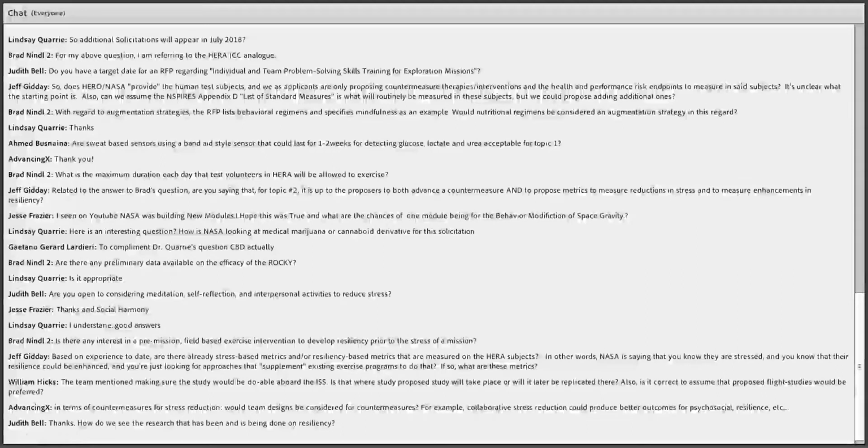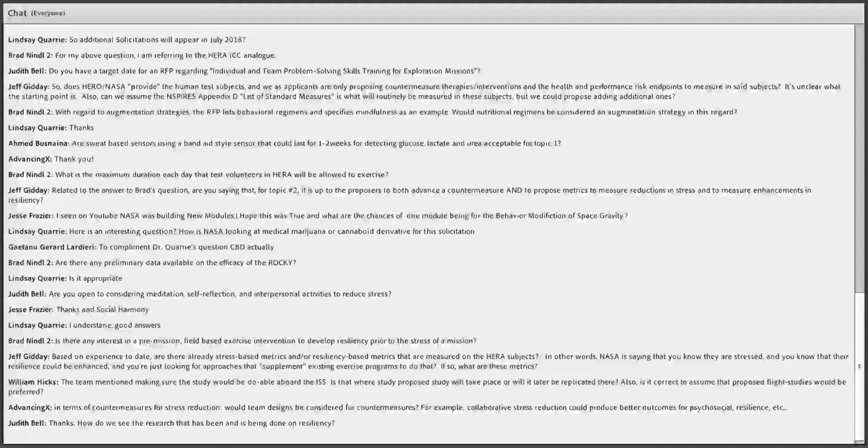Well, what we do know is that isolation and confinement will increase stress, and we do have behavioral health and performance measures that are currently being collected on HERA research participants. And what we have is another research approach that's looking at what are the biomarkers and what are the measures of resilience in the hopes that we can identify some of those characteristics.